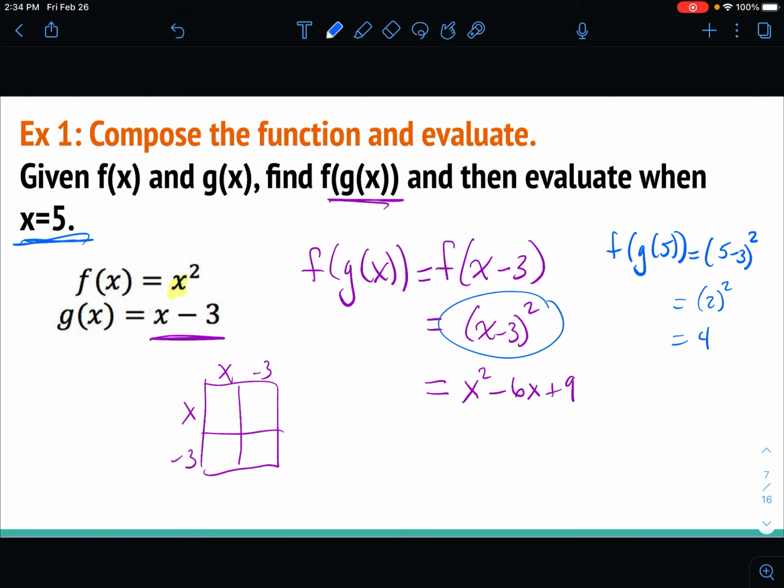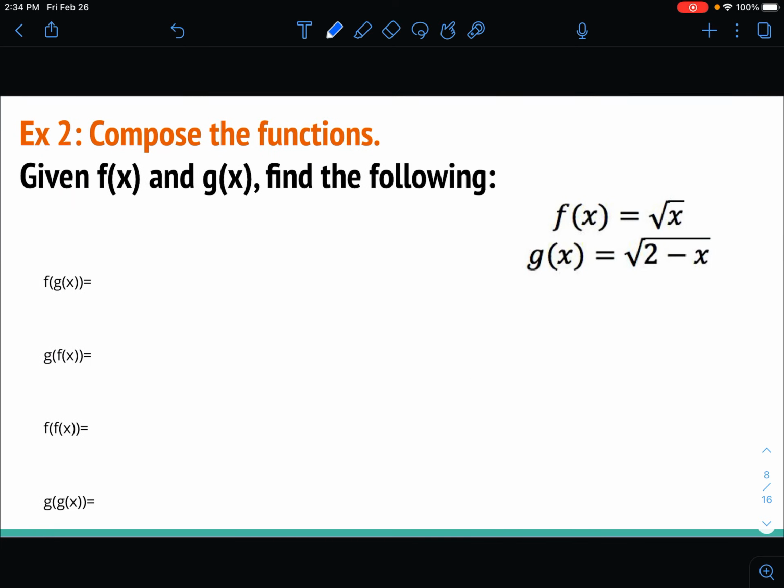Now, the other way we can do this is we can go ahead and leave the f there. So we can say f of g of 5 equals f of 5 minus 3, which is f of 2, and then we would say, okay, the function f is the input squared. 2 squared is 4. Doesn't matter, you can do either way. Okay. Now, we're going to go ahead and practice this. Given the same two functions, we're going to compose them 4 different ways. So again, make sure you're writing this stuff down, and we'll go ahead and work on this.